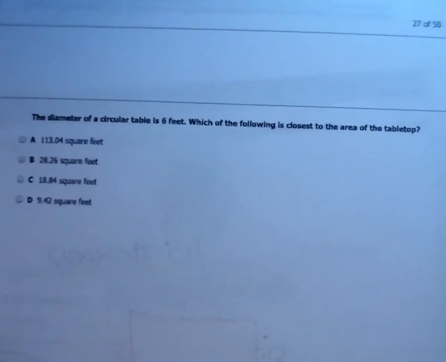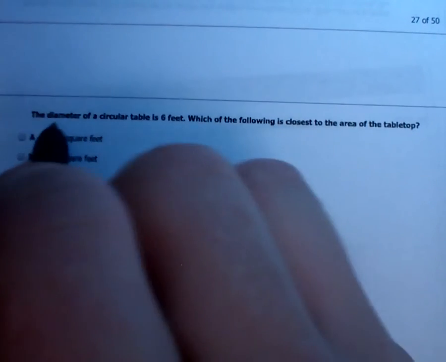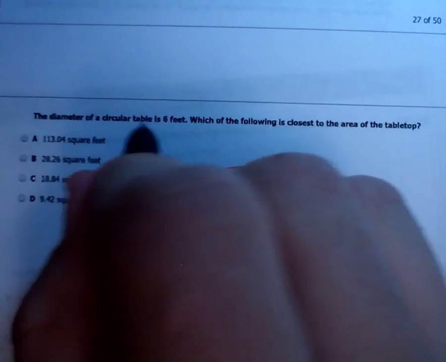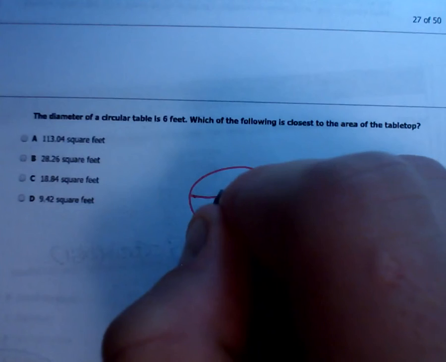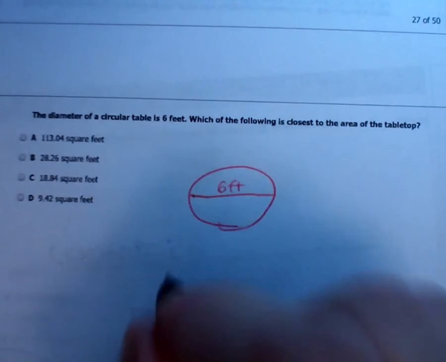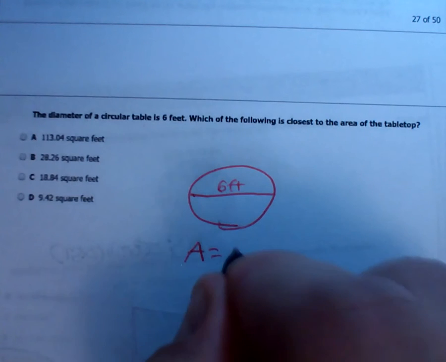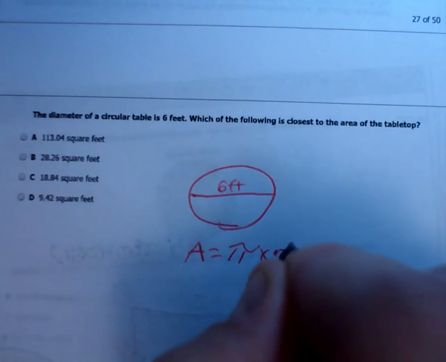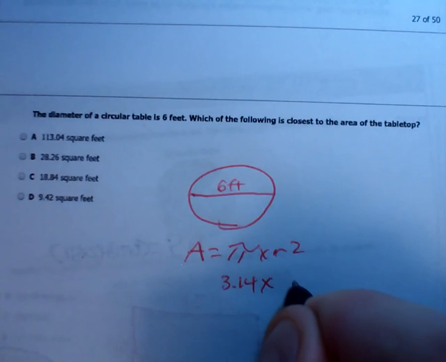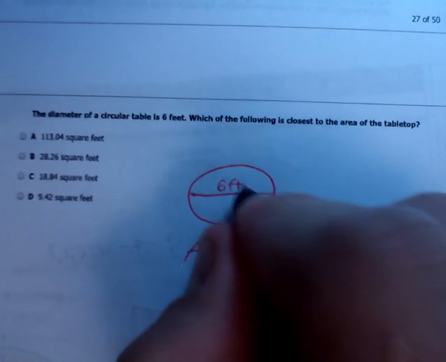Here we go. This will be a fun calculator one. The diameter of a circular table is 6 feet. Which of the following is closest to the area? Well, you'll look at your formula sheet and go, oh, area is pi times my radius squared. Pi is 3.14 times, well, I don't know what the radius is, so I have to divide it in half.